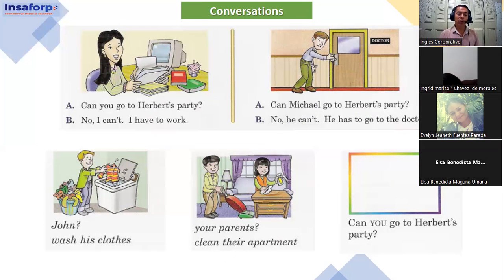Now, we're going to talk about John. Wash his clothes. Your parents clean their apartment. And you are invited to Herbert's party too. So what is your excuse? What is your obligation? Number three is very interesting because it's personal, right?